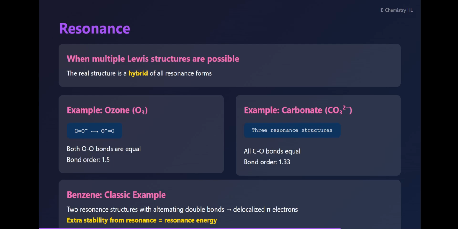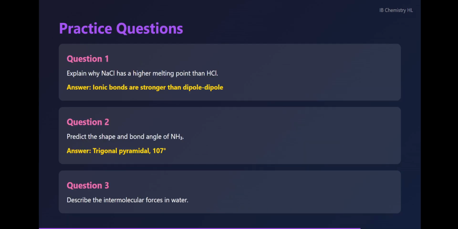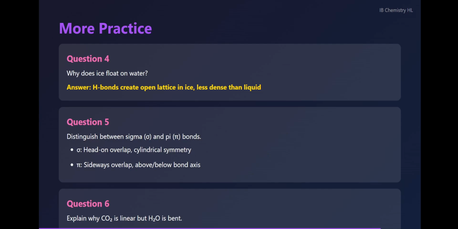Let's try some practice questions. Question 1. Explain why sodium chloride has a higher melting point than hydrogen chloride. Question 2. Predict the shape and bond angle of ammonia using VSEPR theory. Question 3. Describe the type of intermolecular forces in water and explain why ice floats on water. Question 4. Explain the difference between sigma and pi bonds. These questions cover the key concepts in this topic.